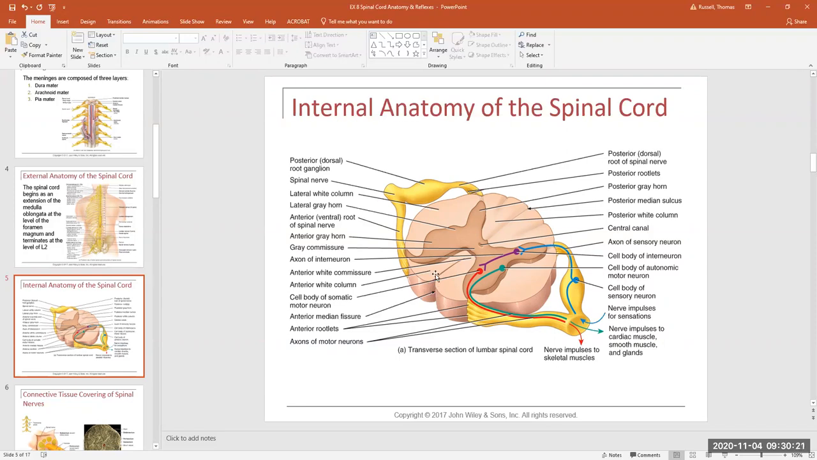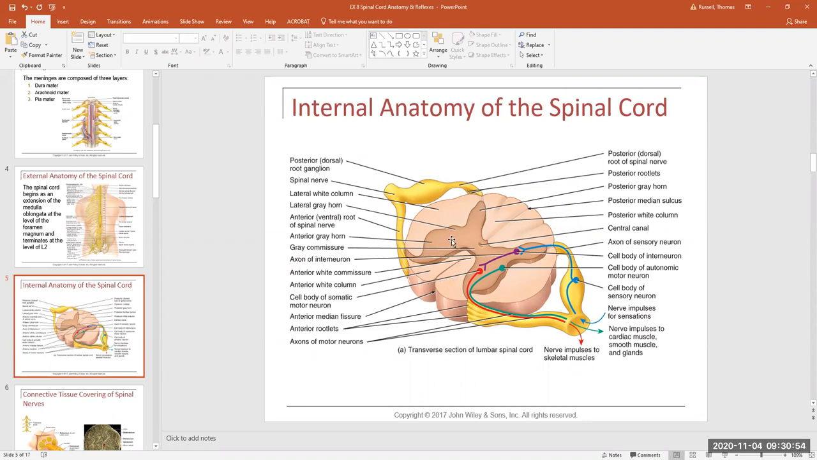Now, the white matter is separated into what we call columns. So we have posterior white columns, you have lateral white columns here and here, and you have anterior white columns right there. So you have posterior white columns, lateral white columns, and anterior white columns. That's what we call the white matter.